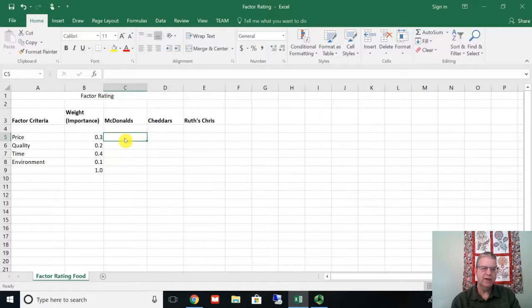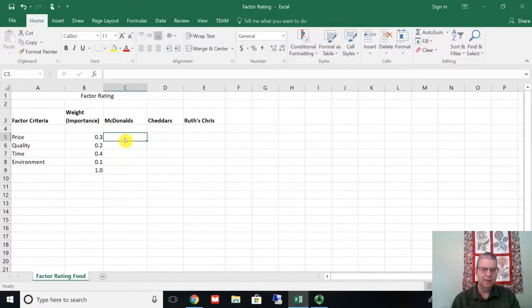So for the first factor, like price, we're going to give McDonald's a score, Cheddar's a score, Ruth Chris a score, with a 10 being the best we could be. So think about price, that actually means the lowest price would be a 10, and a 1 being the worst situation that it could be. So let's think about that.